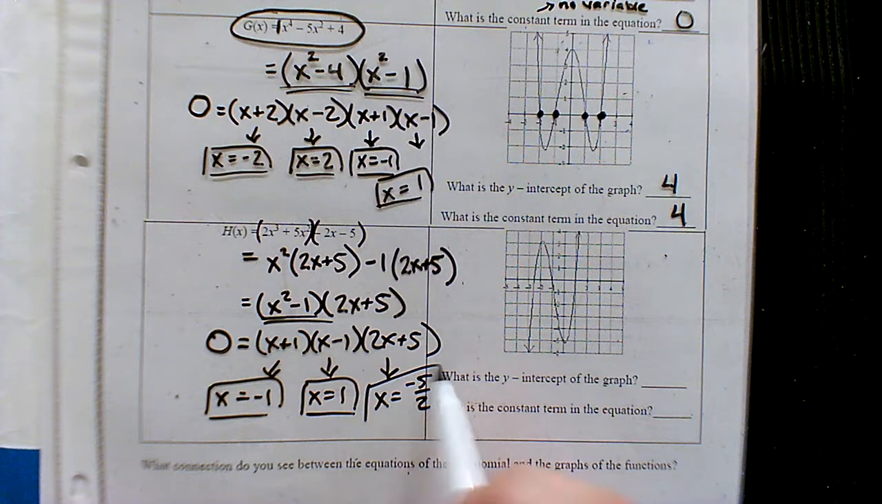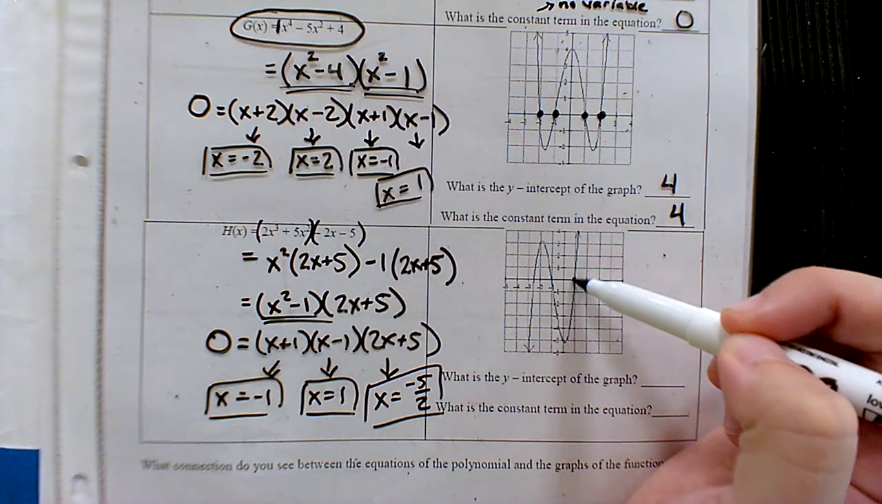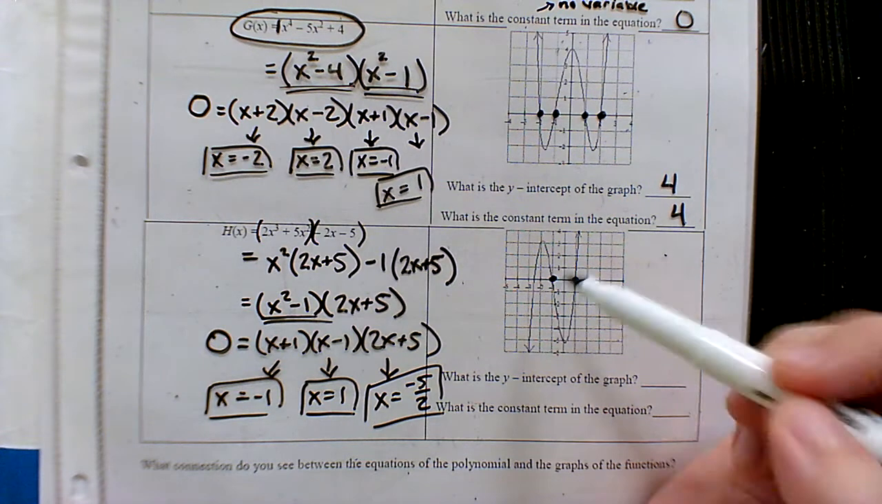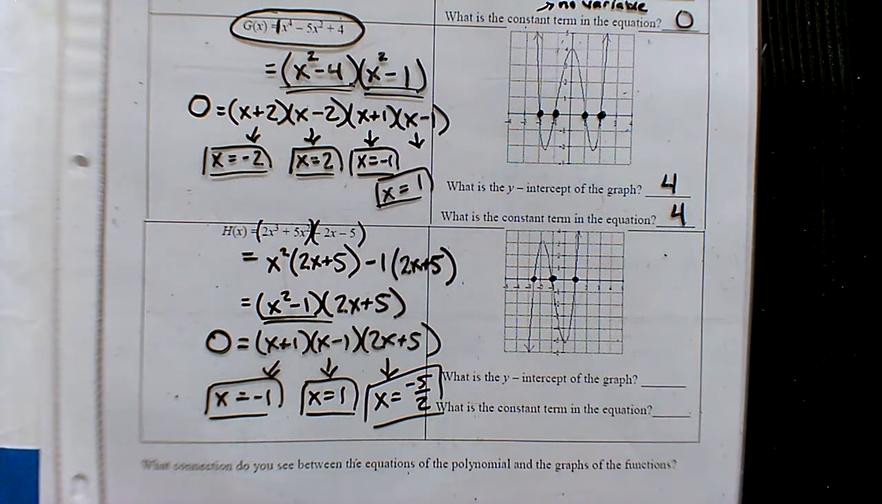Negative 5 over 2. Good. Okay, so graphically speaking, notice how we cross or touch at positive 1, negative 1, and then negative 5 over 2, which is the same as negative 2.5, so it looks like that's showing up too. All right, what about the y-intercept of that graph?